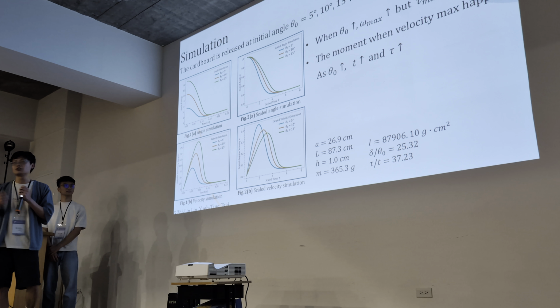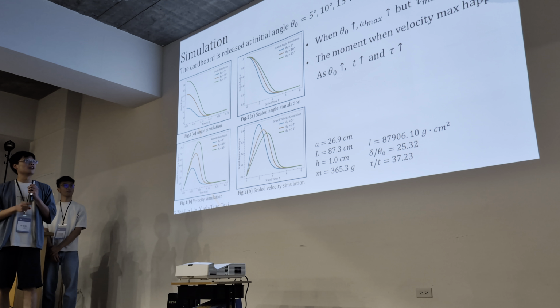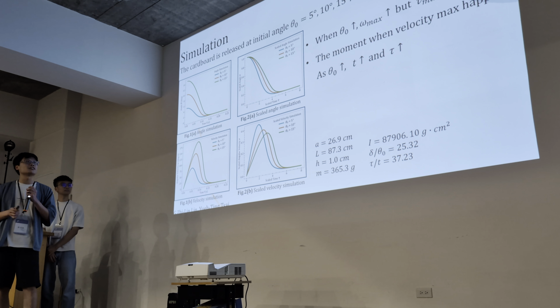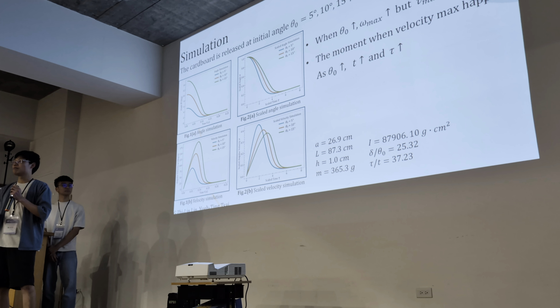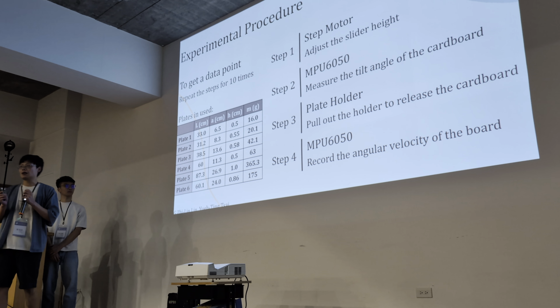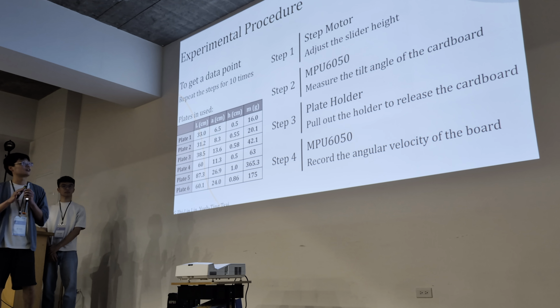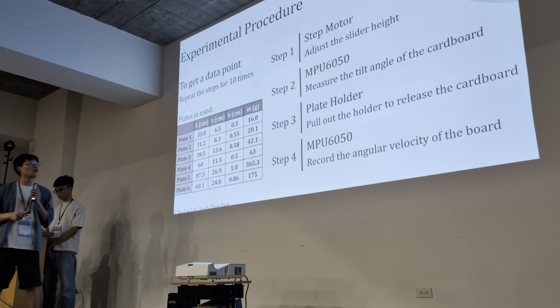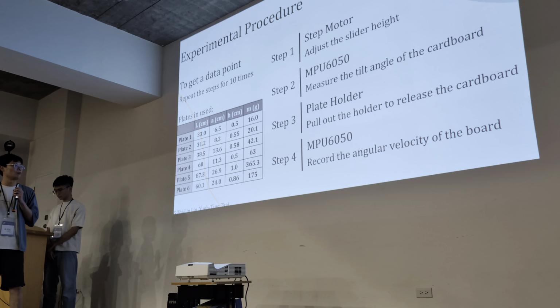So we obtain this result. We find that when the initial angle increases, omega max increases as well, but v max decreases. And with the initial angle increasing, the maximum velocity happens later. To get one data point, we have to repeat the following steps 10 times. First, we adjust the slider height to set the initial angle of the cardboard. Then the sensor measures the tilt angle of the cardboard, and we pull out the holder to release the cardboard. Finally, the sensor records the angular velocity of the cardboard during the whole process.